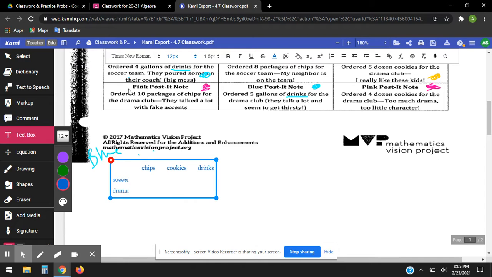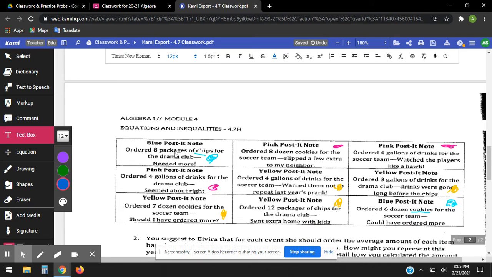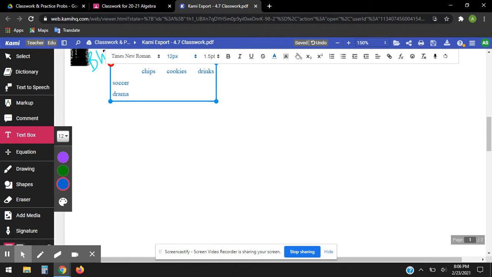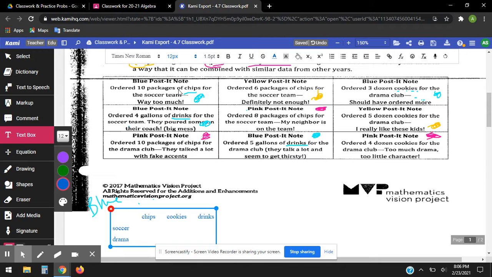So for the soccer team, where are the chips for the soccer team? Let's look. Chips for drama, cookies for soccer. Oh, chips for soccer right here. 10 packages. So under soccer and chips, I'm going to put 10.